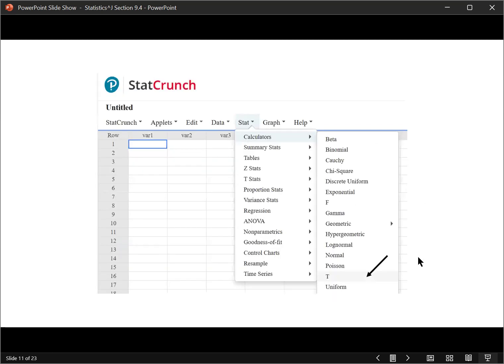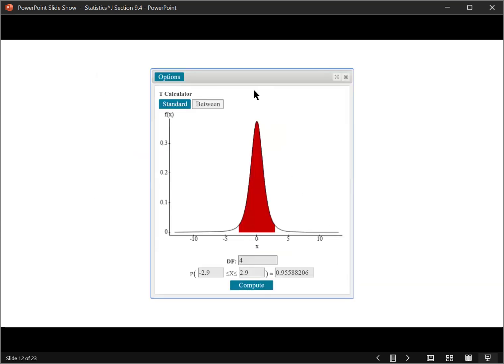All right, so let's just see that. First of all, where's the t calculator in StatCrunch? Here's the normal distribution calculator, and we're just selecting this other one instead. When you're doing proportions, you use the normal one, and when you're doing means, you use the t one. That opens up the calculator.